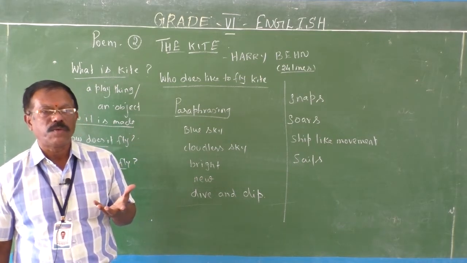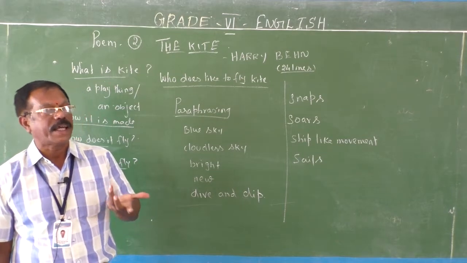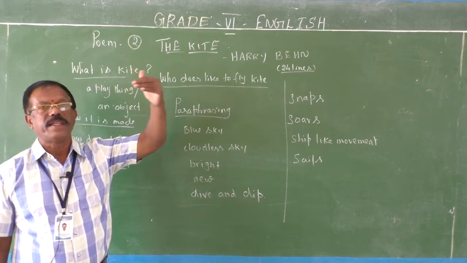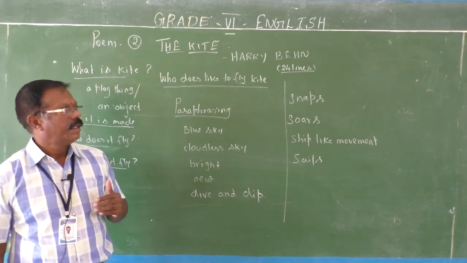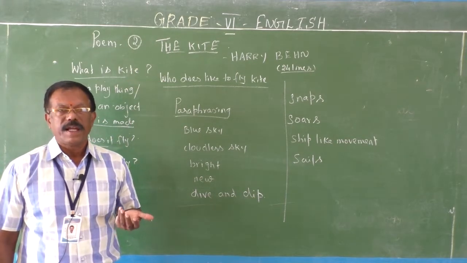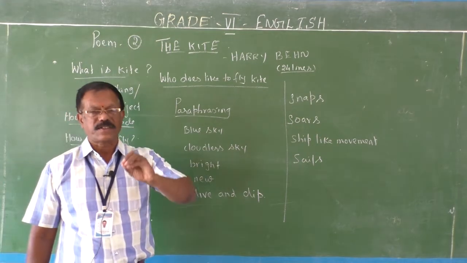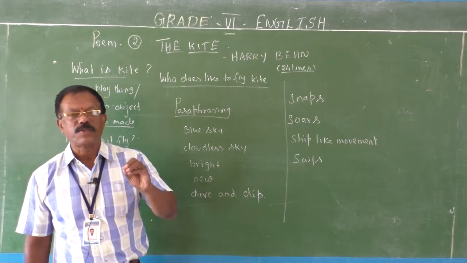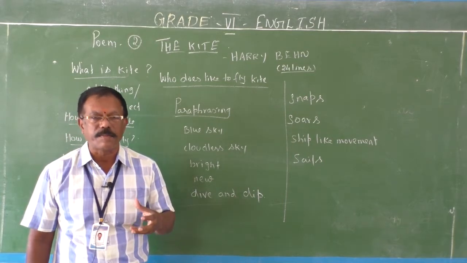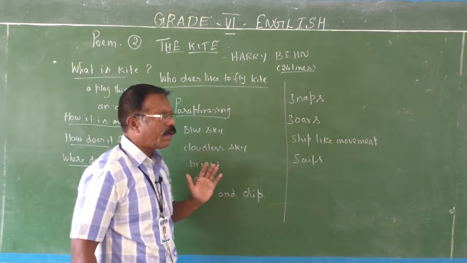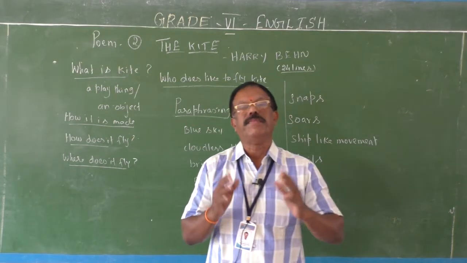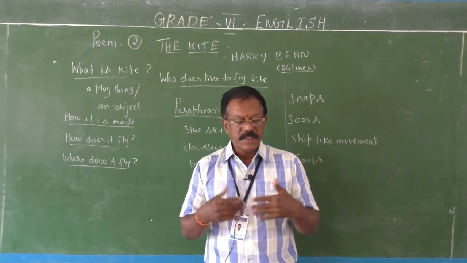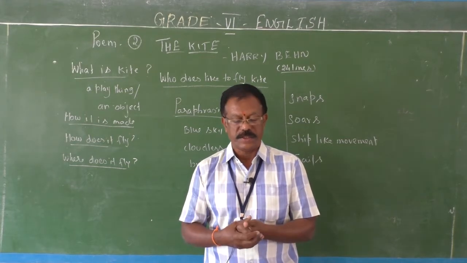All of you know very well that a kite is a plaything, an object which is made to fly in the sky. Before we begin the poem, let me give you some facts, some information about the kite. Then it will be so interesting for you to understand the poem well. What is a kite? A kite is an object. It is a plaything. Usually, children like to play with it.